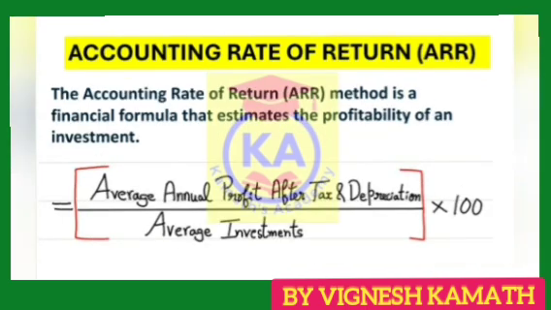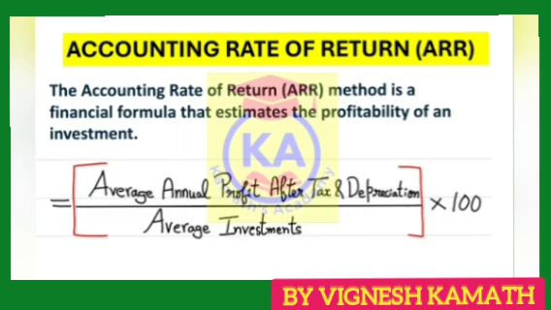Let's see the formula of the accounting rate of return method. The formula is average annual profit after tax and depreciation divided by average investments, into 100. Into 100 because we are finding a percentage here, so we have to multiply with 100. Let's discuss the formula in detail. Here in the numerator it is given: average annual profit after tax and depreciation.